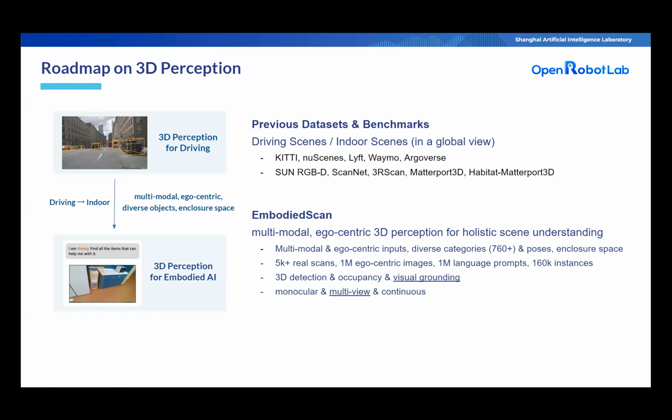And for different perception tasks, including 3D detection, occupancy prediction, and visual grounding. And also for egocentric inputs, we support monocular image, multi-view images, and continuous frames. In this track, we mainly focus on multi-view 3D visual grounding. The setup is that the model is expected to take the multi-view images as input, given a language prompt about the target object, and output the grounded objects that are represented with a 3D bounding box. The metric is a conventional 3D IoU-based accuracy that is similar to 3D detection.